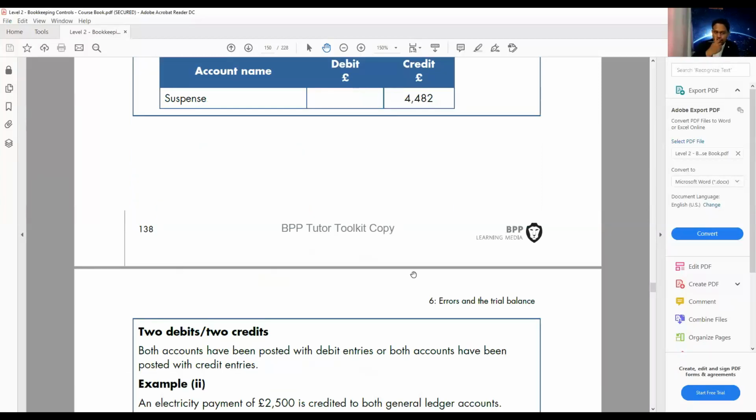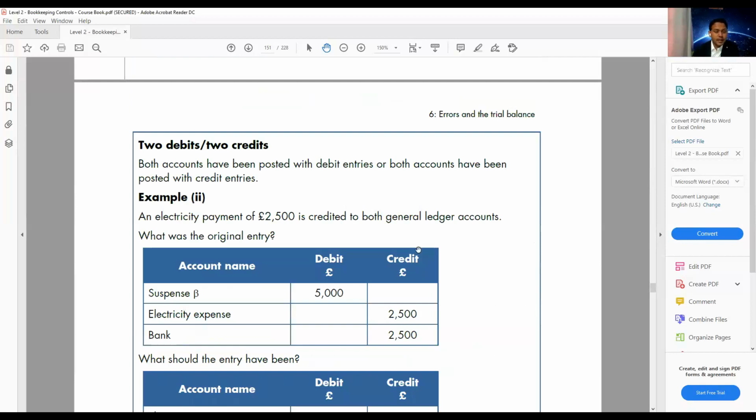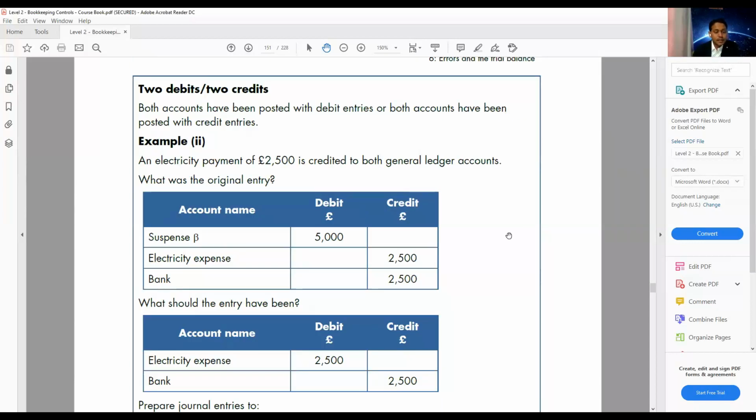The next one we're going to see here, 2 debit and 2 credit. So that means rather than writing something debit and something credit, if we write debit and debit, for example, cash sale, cash is debit, sales is debit, or both credit, our trial balance will not match and a shortage will be created on the other side as a suspense account. Let's have a look at that.